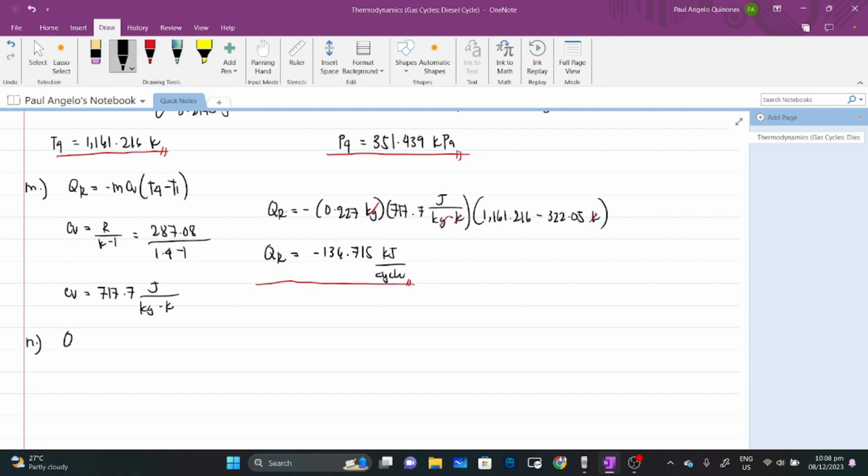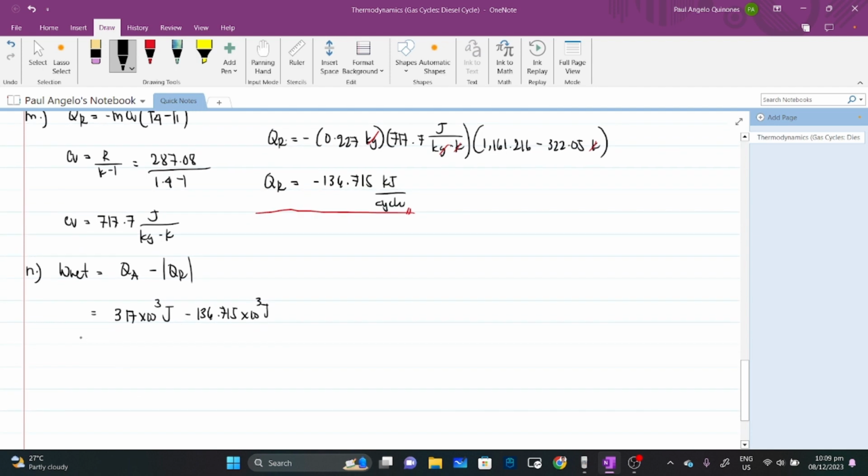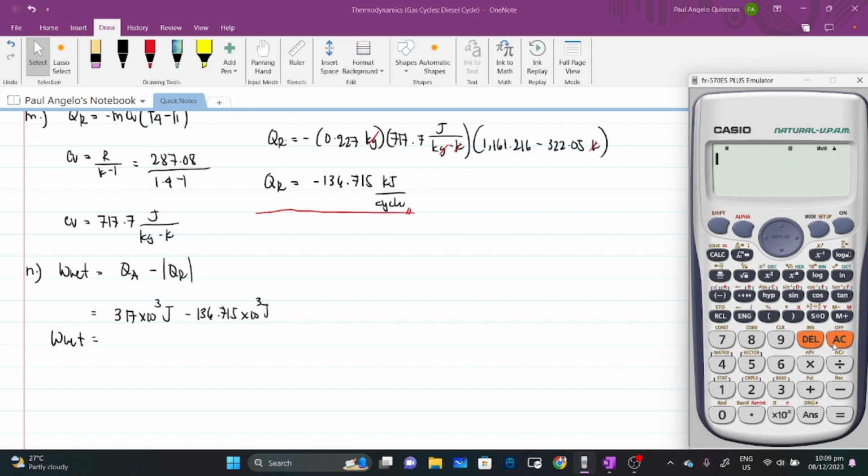Letter N, we can solve for work net. So work net is QA minus QR, which is given by QA, that is 317 kilojoule, minus 136.715 kilojoule. Okay, so the work net is equal to 317 kilo minus 136.715 kilo.